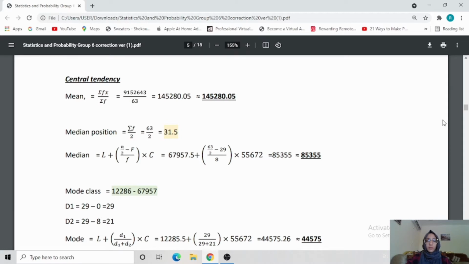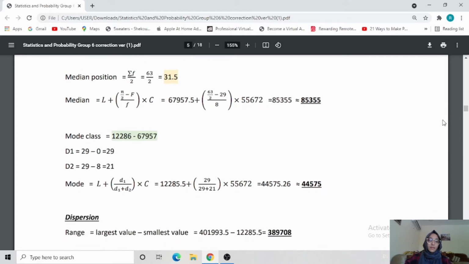Next, I will explain the central tendency, and I'll start with the mean, which is equal to the total of frequency multiplied by the number of cases, divided by the total frequency, equal to 9,152,943 divided by 63, which will give us a value of 145,280.05.